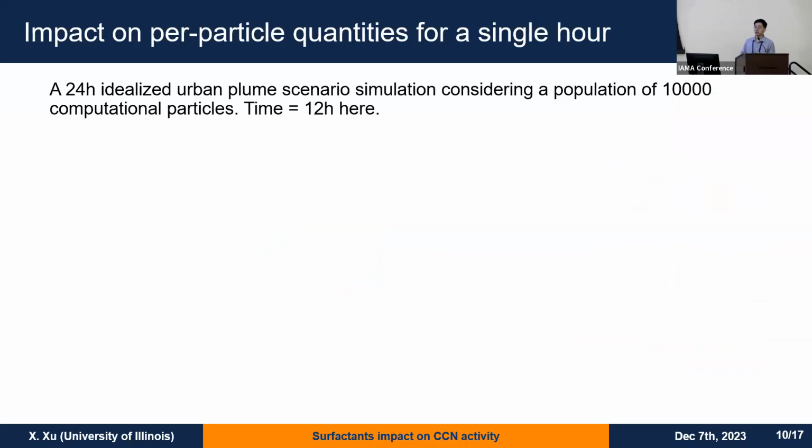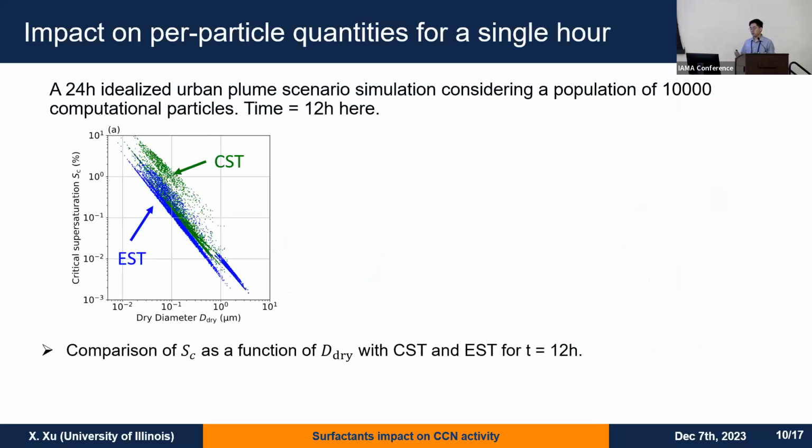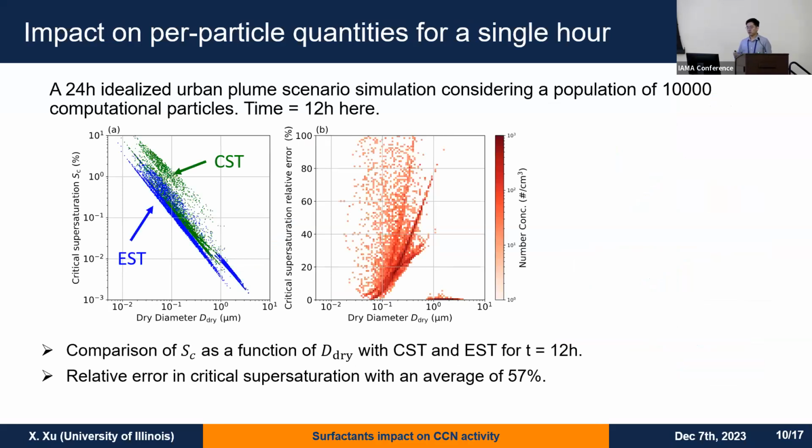And we also ran a 24-hour urban plume scenario case with PyPartMC-MOSAIC. This figure shows the comparison of the critical supersaturation with the dry diameter for each particle. The CST is just the previous Köhler theory with consideration of constant surface tension. And this one is the relative error of these two methods.